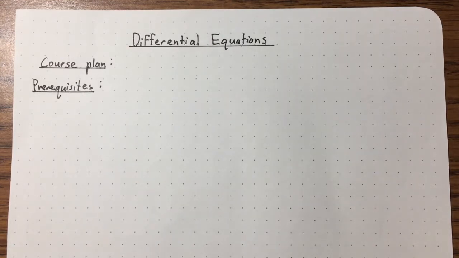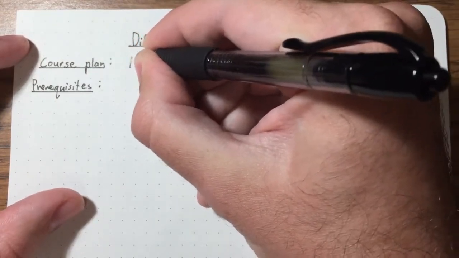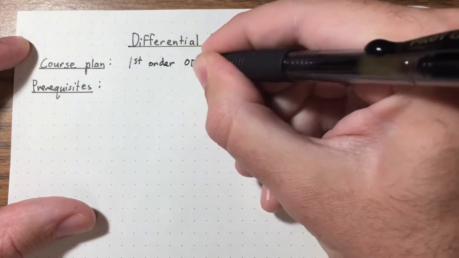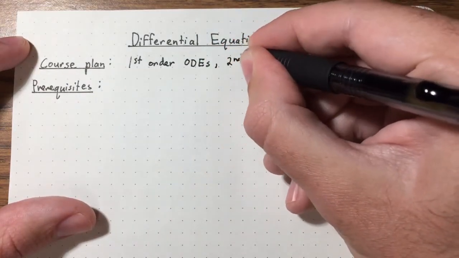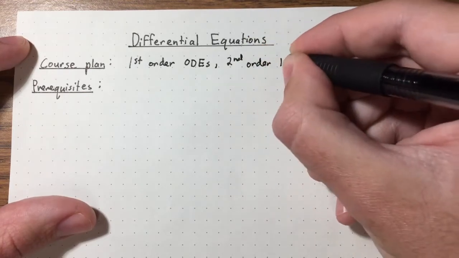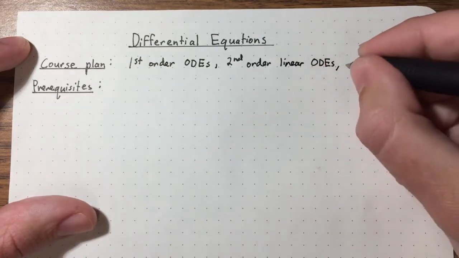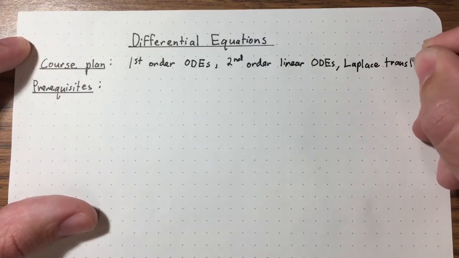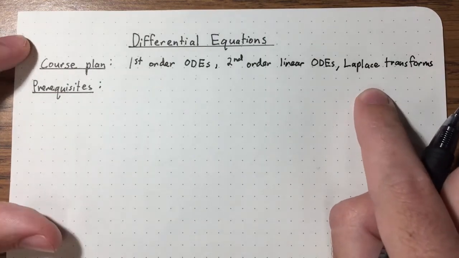So the structure is going to be pretty standard for a first course in differential equations. There are going to be three main parts. First, we're going to talk about first order ordinary differential equations, or ODEs for short. Then we're going to talk about second order linear differential equations. And finally, we're going to talk about Laplace transforms, in particular, how we can use Laplace transforms to solve ordinary differential equations.